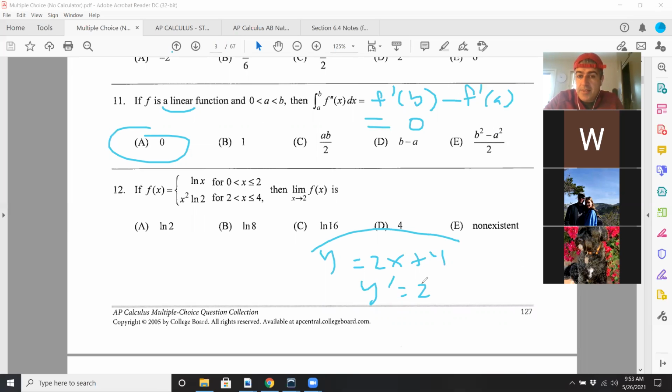So the derivative is going to be a constant. So f prime b is going to equal f prime a. It doesn't matter what you plug into the derivative. If your original function is linear, your derivative is a constant. Who cares what you plug in? It's always going to be the same. So that's why it's A, that one.